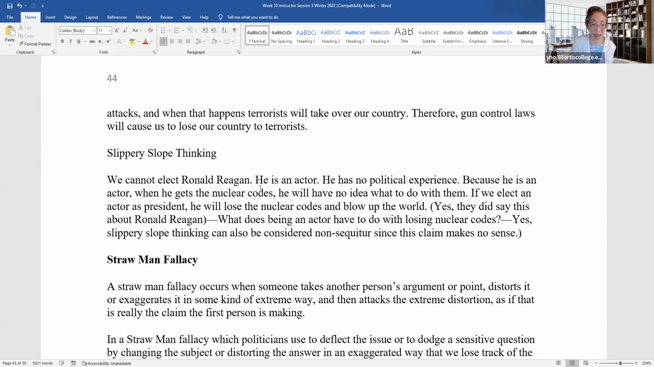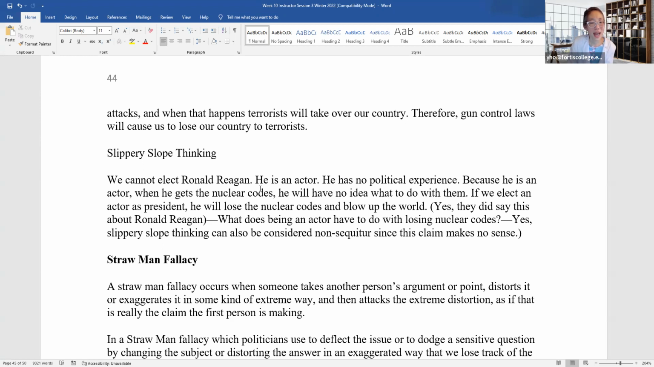Because he is an actor, if he ever gets his hands on those nuclear codes, he will have no idea what to do with them. He might accidentally press one of them and blow himself up and blow everybody up too. If we elect an actor as president, he may even lose the nuclear codes and accidentally give it to the president of China and they'll blow up the world. And yes, they actually did say this in a commercial about Ronald Reagan.